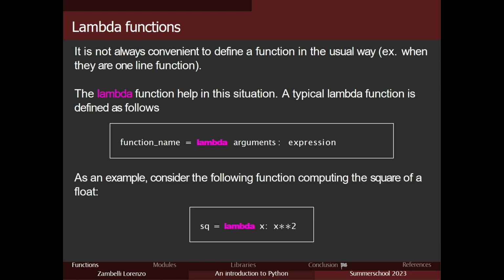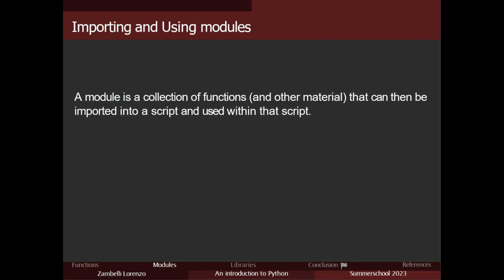Okay, an example. SQ for square. Then lambda x, x is our argument. Then x to the power of 2. Perfect.